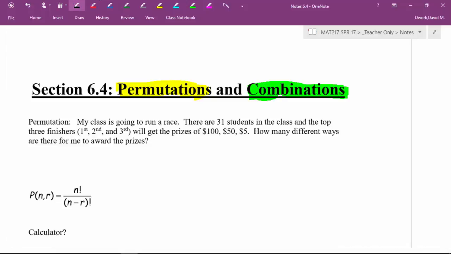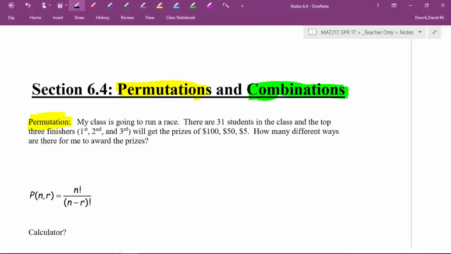The trick to these is they're sometimes not very easy to identify, which is which. So here we go. First one. Now I'm telling you, this is a permutation. Let's talk about what makes this a permutation. Let's read it first. My class is going to run a race. There are 31 students in the class, and the top three finishers, first, second, and third place, will get prizes of $100, $50, and $5, respectively. How many different ways are there for me to award the prizes?